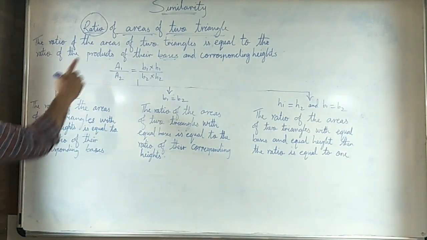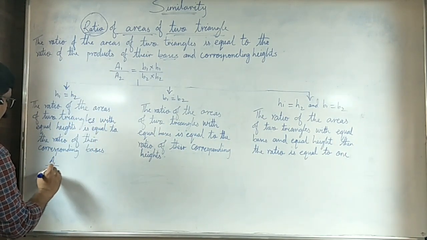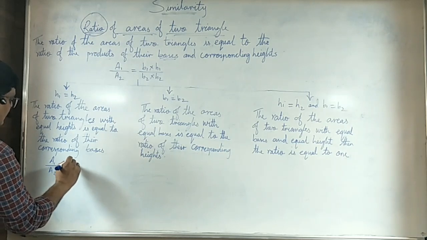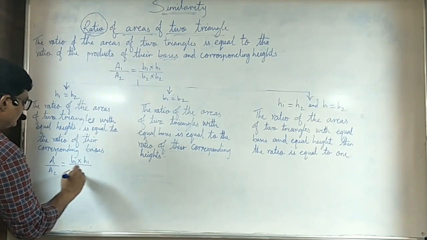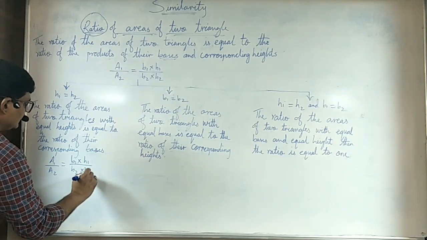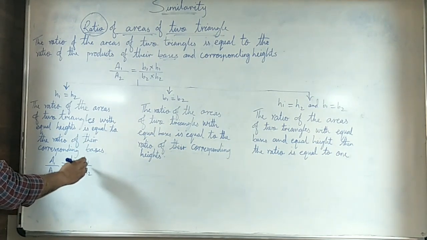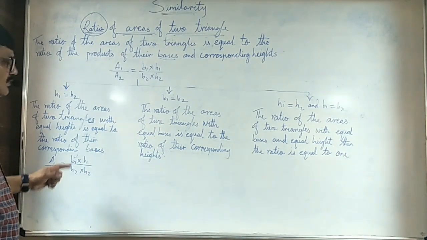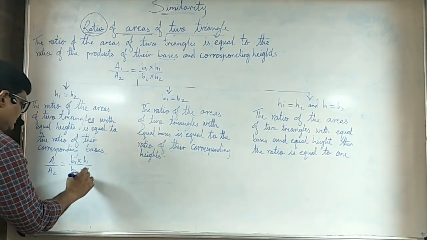Now how is it over there? Suppose I try to write it over here: in this case, A1 upon A2 is equal to B1 into H1 upon B2 into H2. Suppose it has been mentioned that the values of H1 and H2 are equal. Then we can easily cut them, because there is a multiplication sign between them.